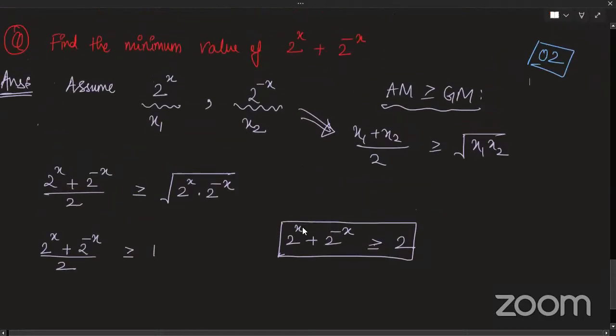Fine. So everyone got this right? 2 raised to x plus 2 raised to minus x is greater than or equal to 2. So the least value that we can have of this function, 2 raised to x plus 2 raised to minus x, is 2. Got it everyone?